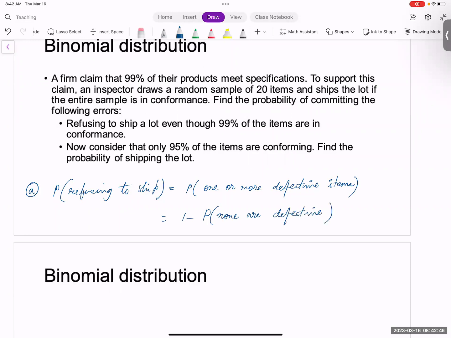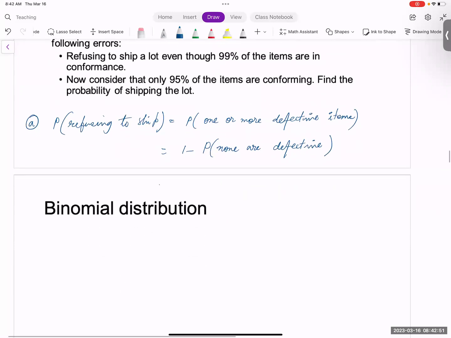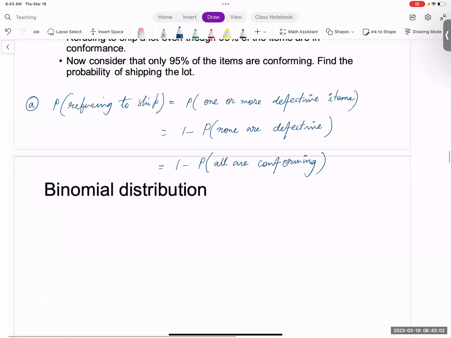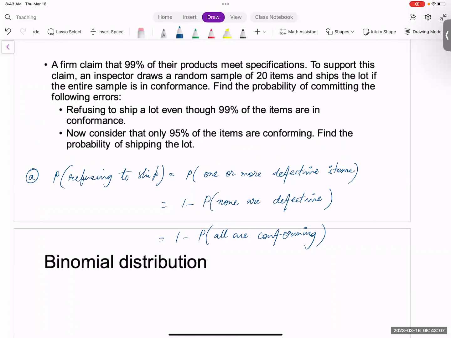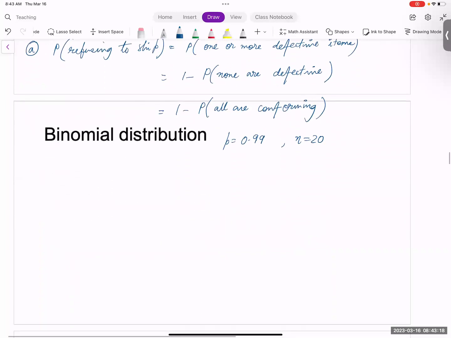Right? Saying one or more defective is equivalent to saying none are defective. Or you can also say that this is equal to the probability all parts are conforming, right? So we know the probability of conforming, p, is equal to 0.99, and then you have a total of n equals 20 samples. So now I can compute this probability.